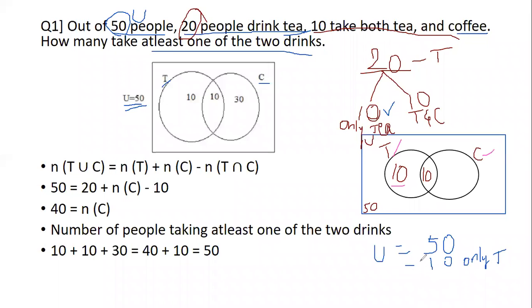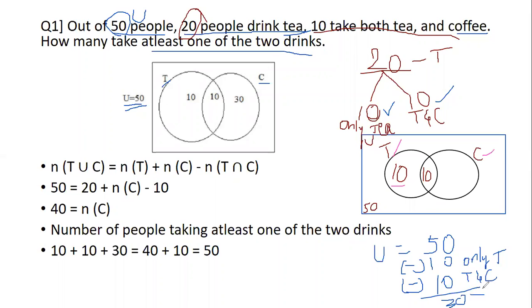And then I also have tea and coffee common drinkers. So I will also subtract that 10. Tea as well as coffee. So 50 minus 10 minus 10. How much will I get the answer? 30. I get 30.